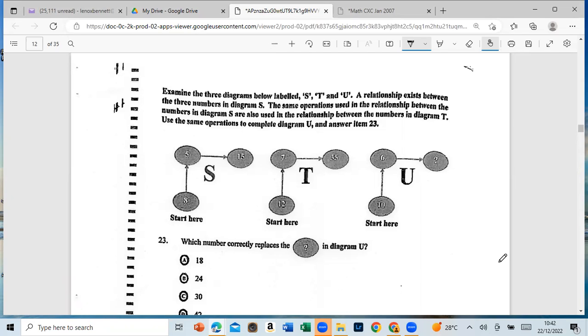So it said the same relationship exists, so you have to find the relationship that exists. You examine the first two before you go to this one. You're going to look at what relationship, for example, you have 5, you have 8, you get 5, then you get 15. So we have to identify this relationship.